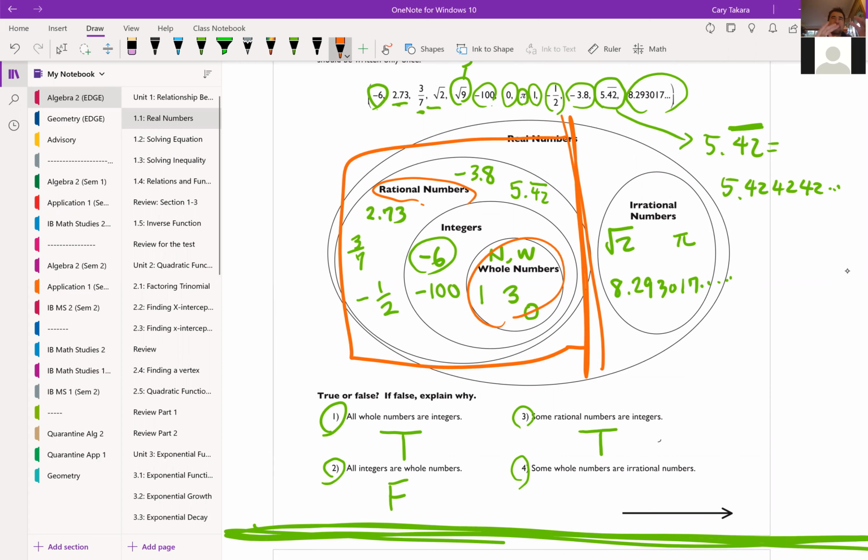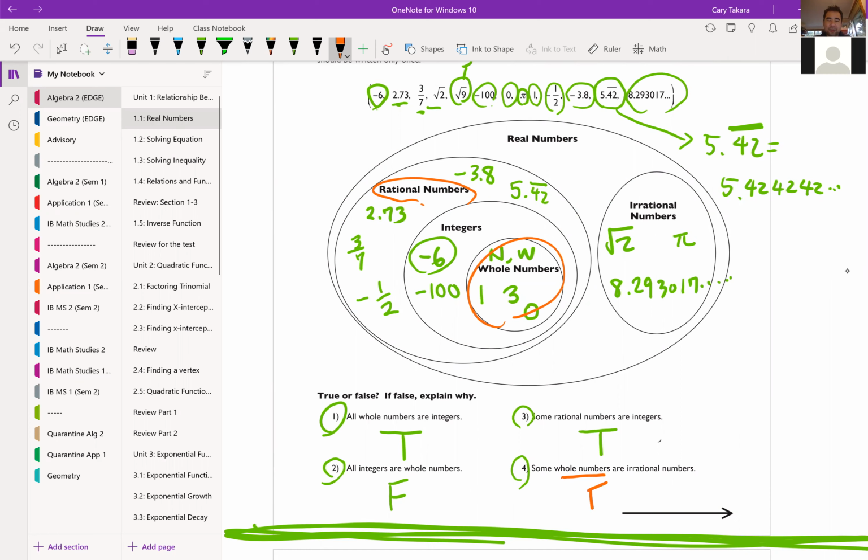Rational numbers cannot become irrational numbers at the same time. It's impossible. Okay? It's either rational or irrational. You cannot be both. Your number cannot be in both rational and irrational at the same time. So some whole numbers, they cannot be irrational. So that's false.